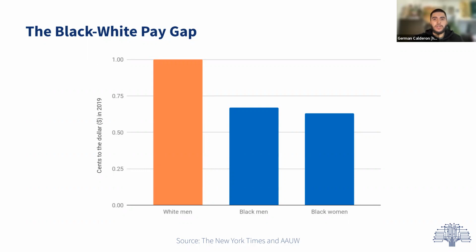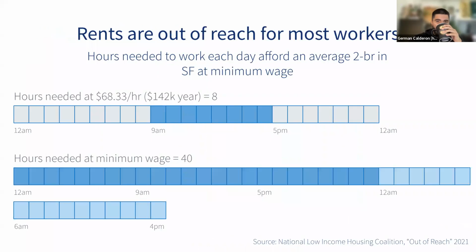So let's take a look at how a worker earning minimum wage fares in the current rental market. This is what it takes to afford an average 2-bedroom apartment in San Francisco. If you're making $133,000 a year, you can afford the average 2-bedroom working a regular 8-hour day, 5 days a week. However, if you're making minimum wage, you need to work 40 hours a day to afford that 2-bedroom. Again, if you're making minimum wage in San Francisco, you need to work 40 hours a day to afford that 2-bedroom. There are only 24 hours in a day.